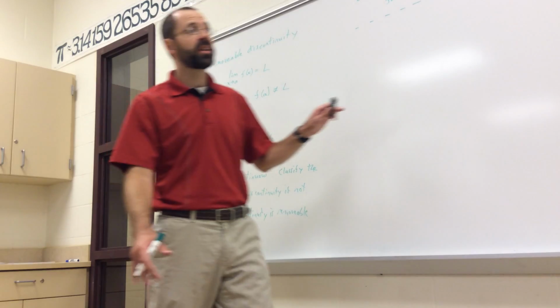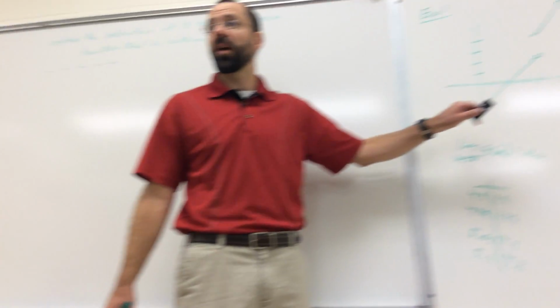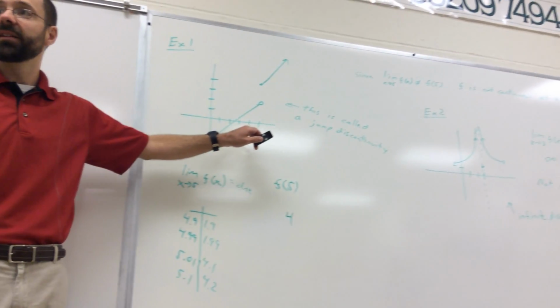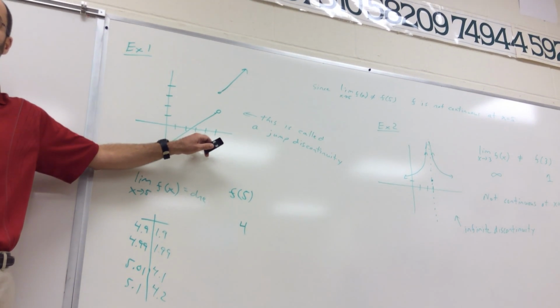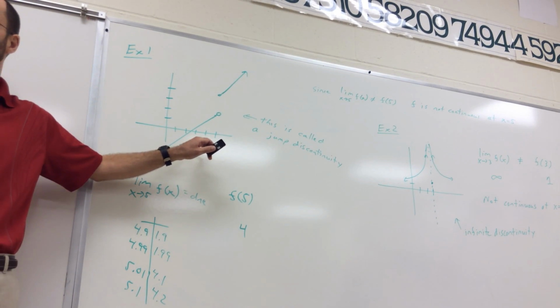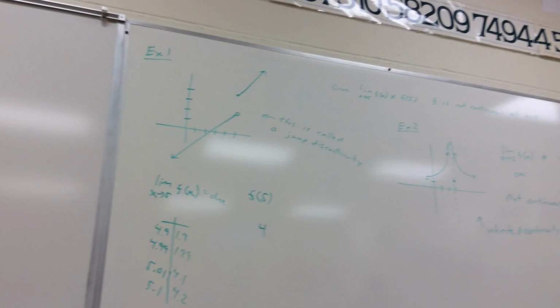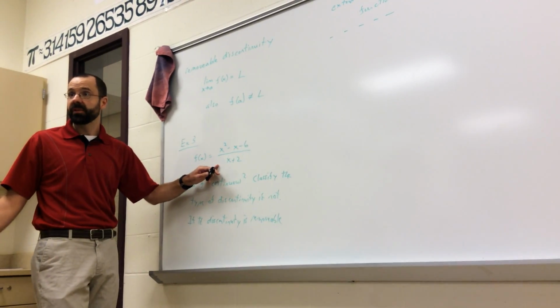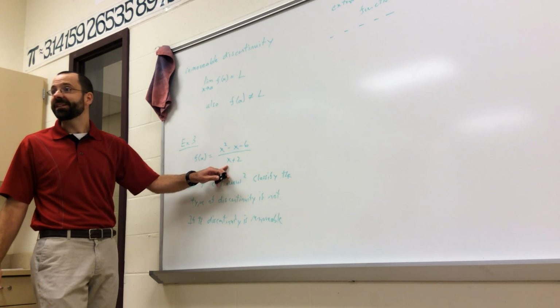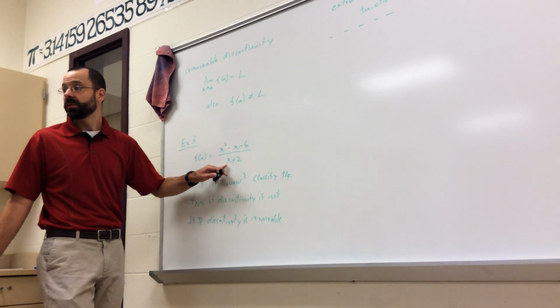So these were easier to tell where there might be a problem because we actually had the graph, right? So we could see where the jump was, or we could see where you had to pick up your pencil. So when you just have a function, it's a little bit more complicated. But dividing by 0 is generally a problem. So we suspect maybe it's not continuous at -2.